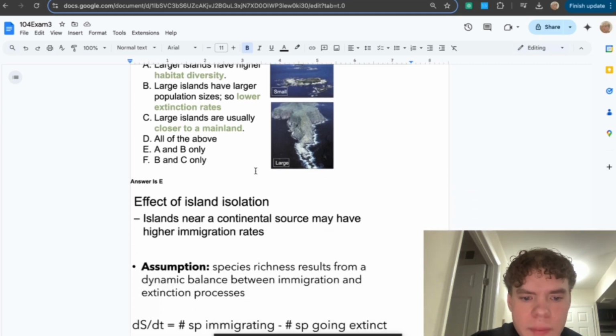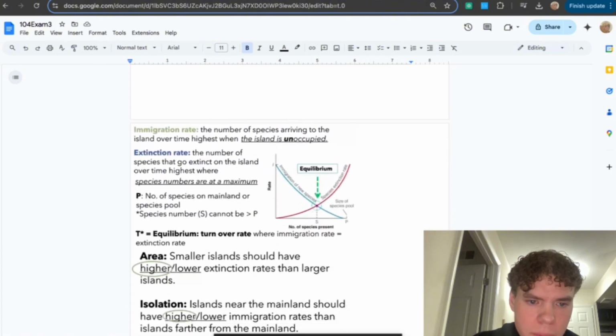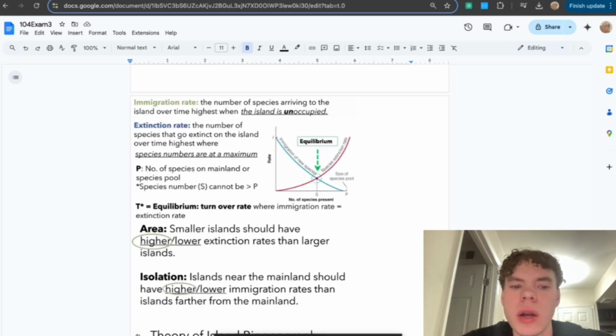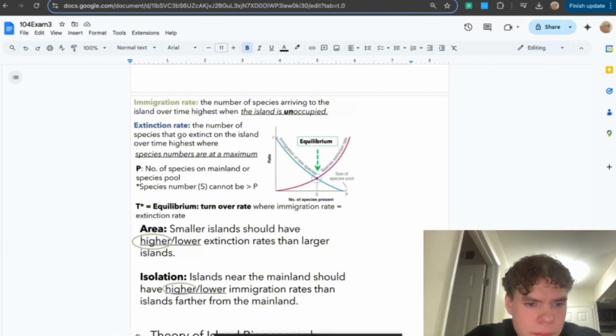Islands near a continental source may have higher immigration rates. Assumptions: species richness results from a dynamic balance between immigration and extinction processes. Immigration rate is the number of species arriving to the island over time, highest when the island is unoccupied. Extinction rate is the number of species that go extinct on the island over time, highest where species number is at a maximum.